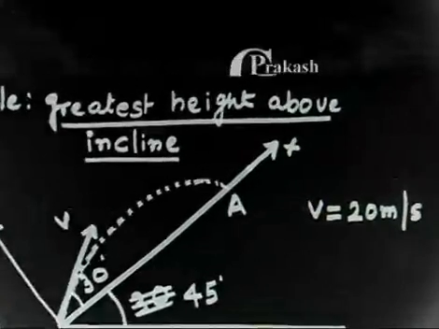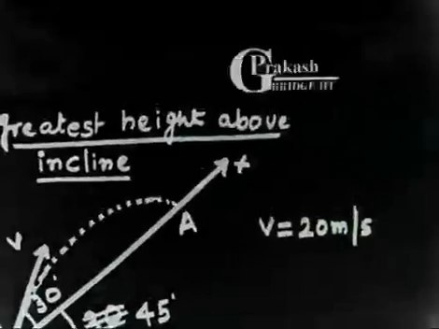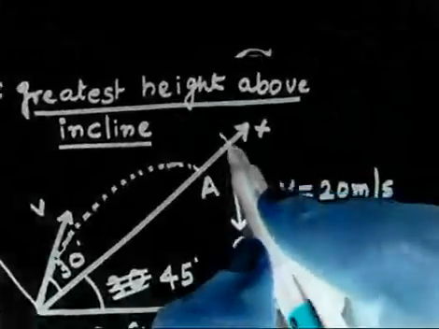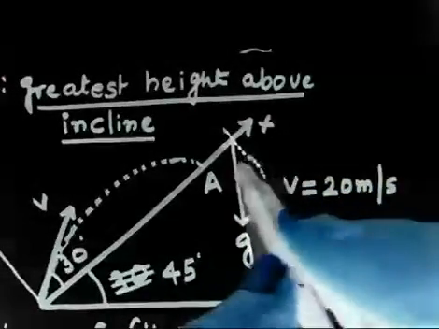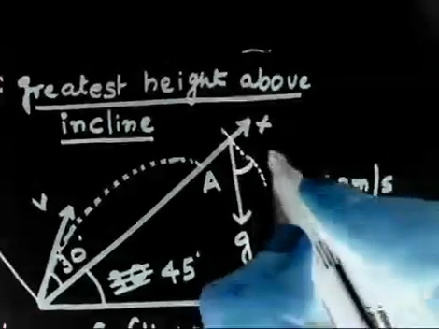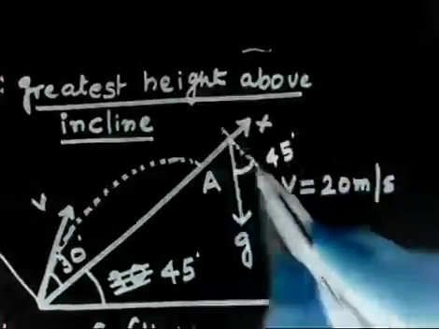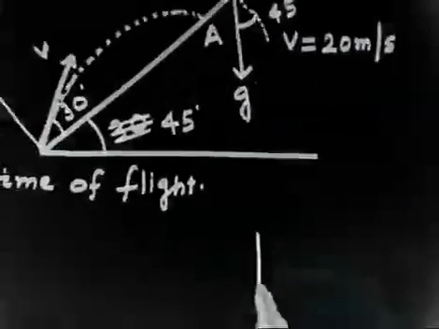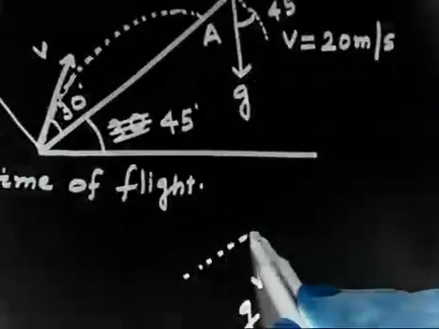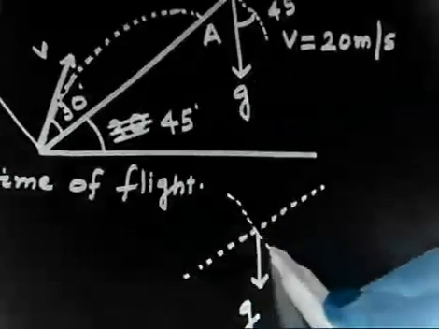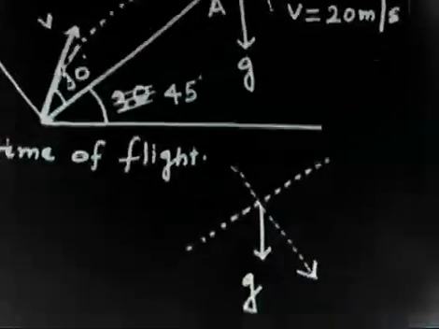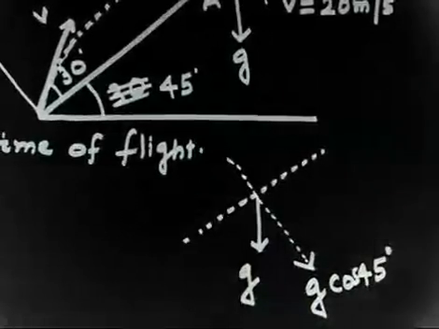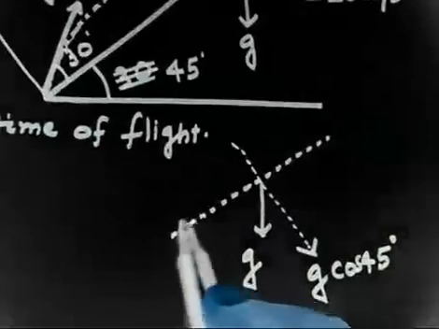Are you getting? We have already done this exercise many times. So if you have g, this angle is 45, so this angle will also be 45 degree. So in this direction you will have g cos 45, in this direction you will have g sin 45. So this is my g, this is my incline, this is perpendicular to the incline. So in this direction you have g cos 45, and in this direction you have g sin 45.